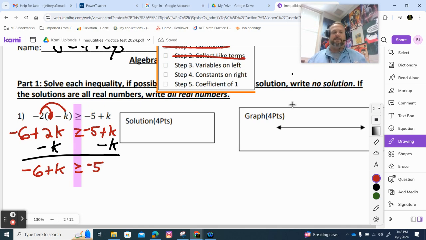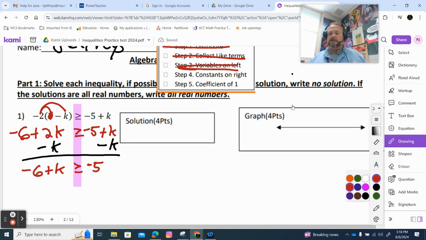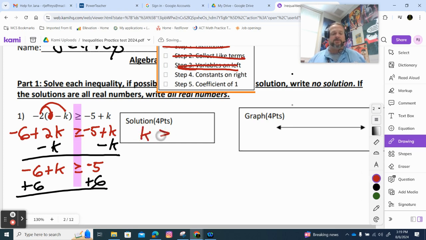Now I'm moving my constants. Constants. It's not a person. Constants are numbers on the right. Adding 6. If I could get my stuff to work. I'm in here talking to my very best friend, myself. All right, so I get K is greater than or equal to 1, because negative 5 plus 6 is 1.